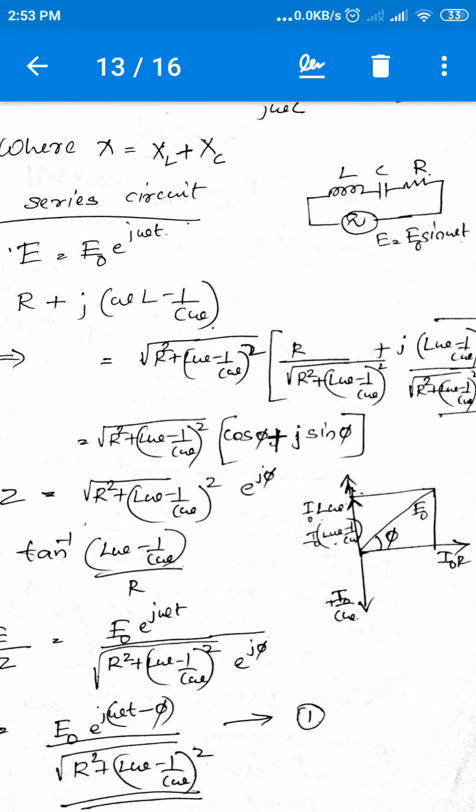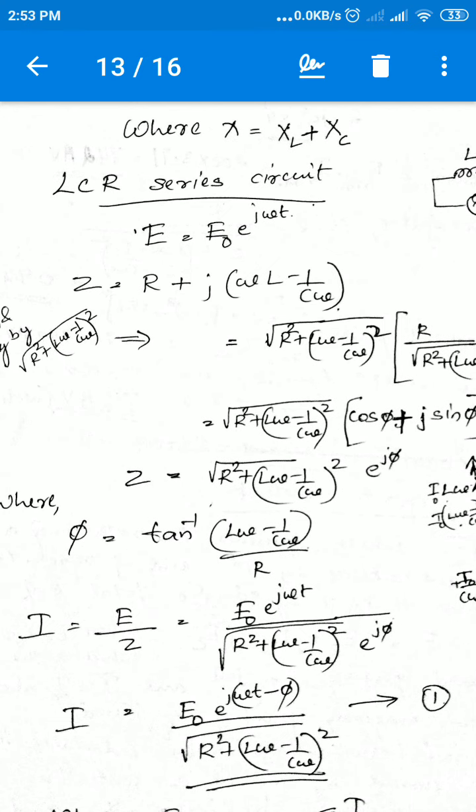So L omega minus 1 by C omega divided by R will be tan phi. Okay, so phi will be tan inverse of L omega minus 1 by C omega divided by R. Now we can write the value of I, the current, which is E by Z. E we know and Z we know.